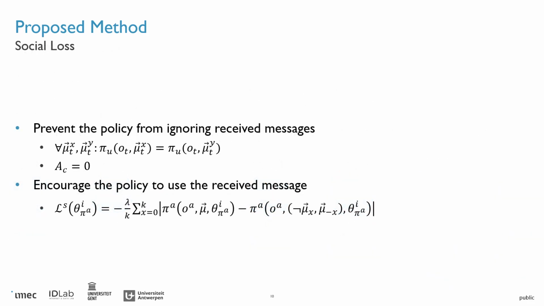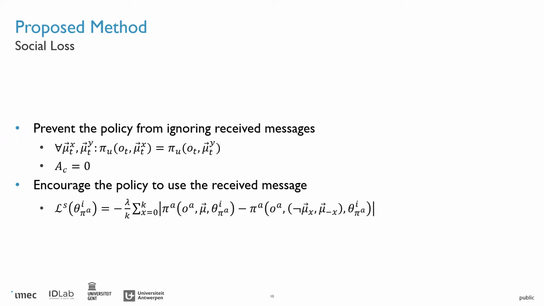During our experiments, we discovered that the policies were sometimes completely ignoring the received messages. When, for example, we look at the action policy, when the action distribution is always the same independently of the incoming messages, we can see that the communication advantage will always be 0. And when the communication advantage is always 0, the communication policy cannot learn anything. And when the communication policy cannot learn anything, the action policy will not use the received messages. This will of course prevent communication from being learned, and that's why we introduced the social loss function.